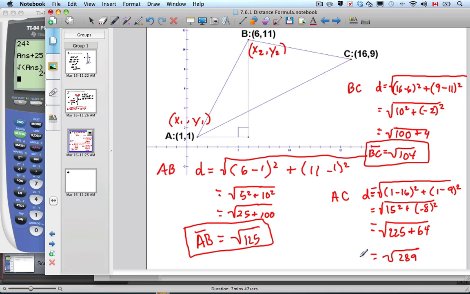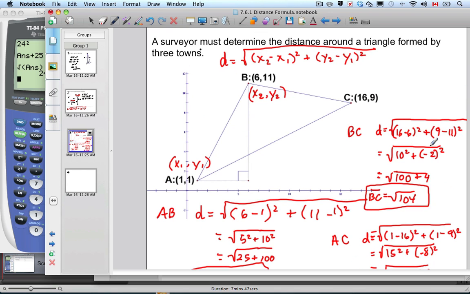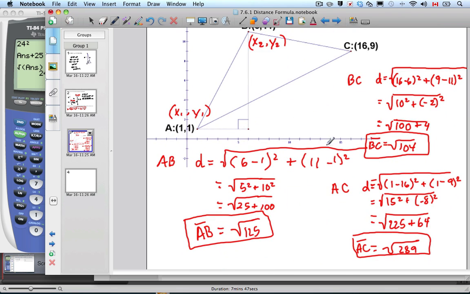So now, the question's asking us to find the distance of, what's it asking us to find? Determine the distance around a triangle formed by the three towns. So if we want to answer the actual question, we have to add up all those distances. So we know that this is the square root of 289, this is the square root of 104, and this is the square root of 125.